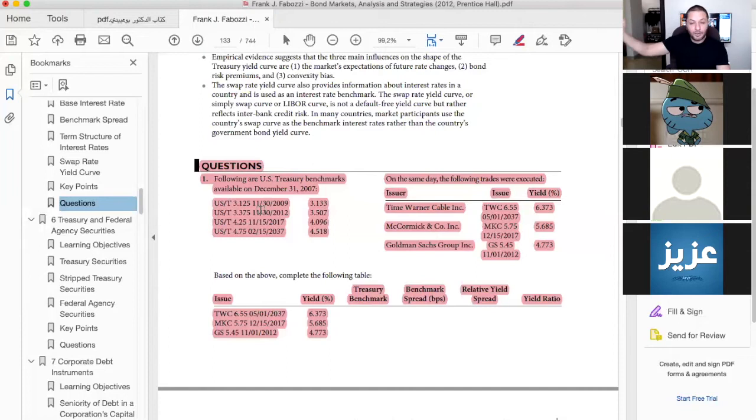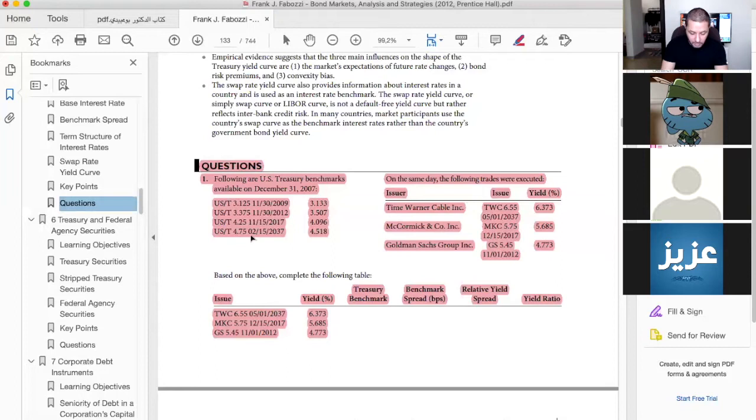So let's start with the TWC, the Time Warner Cable. Which US Treasury security can be considered as the equivalent for this corporate bond? The one that is maturing in 2037 with the yield of 4.518. Absolutely. So this one, the last one, should be considered as the treasury benchmark for the TWC bond. So we should put this one on the first row.